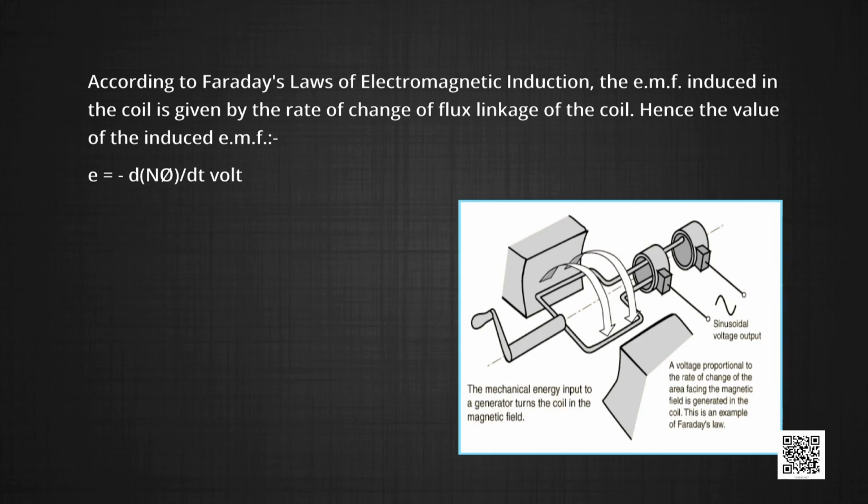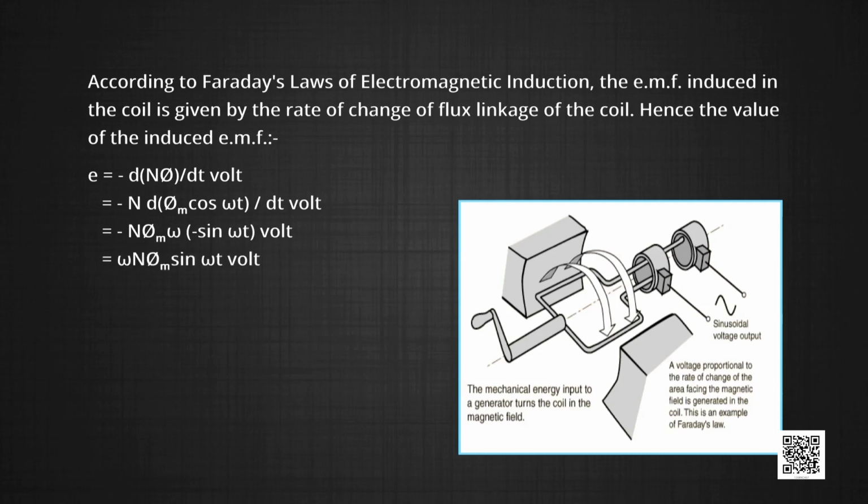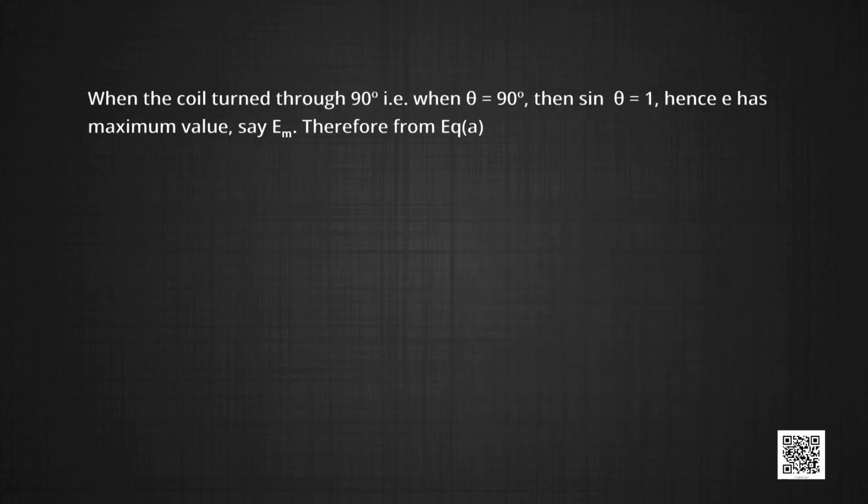is equal to minus n d by dt of phi m cos omega t, that is equal to minus n phi m omega into minus sin omega t, which is equal to omega n phi m sin omega t, or we can write it as omega n phi m sin theta. We will call it equation 1 or equation A. When the coil turns through 90 degrees, that is when theta is equal to 90, sin theta will be 1. Hence, the value of EMF e has its maximum, e m.